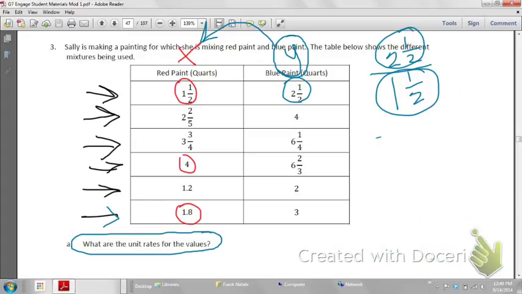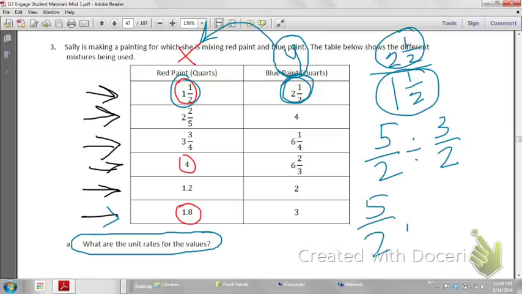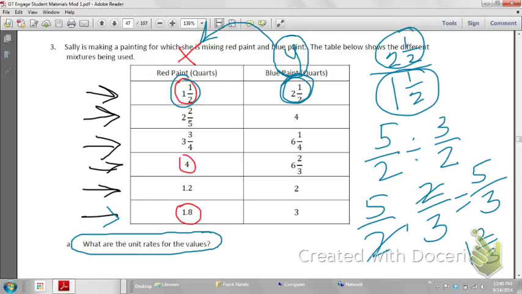Let me go ahead. So I am doing 2.5 divided by 1.5, and that is 5 over 2 divided by 3 over 2, which is actually 5 over 2 times 2 over 3. Boom, boom, that equals 5 over 3. So that's going to be 1 and 2/3.